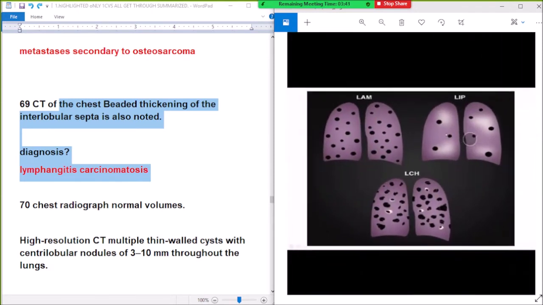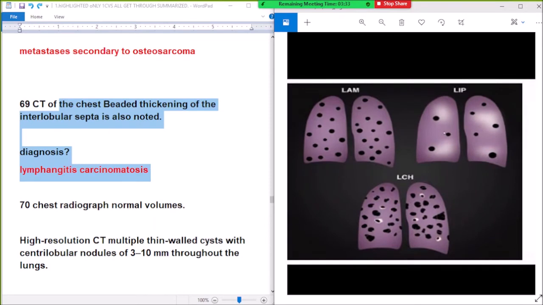The differentiating point between lymphangiomatosis, Langerhans cell histiocytosis, and LIP.